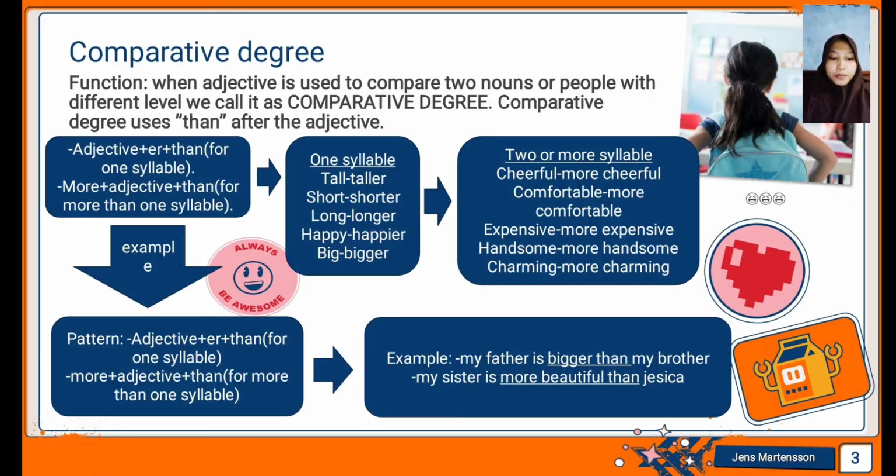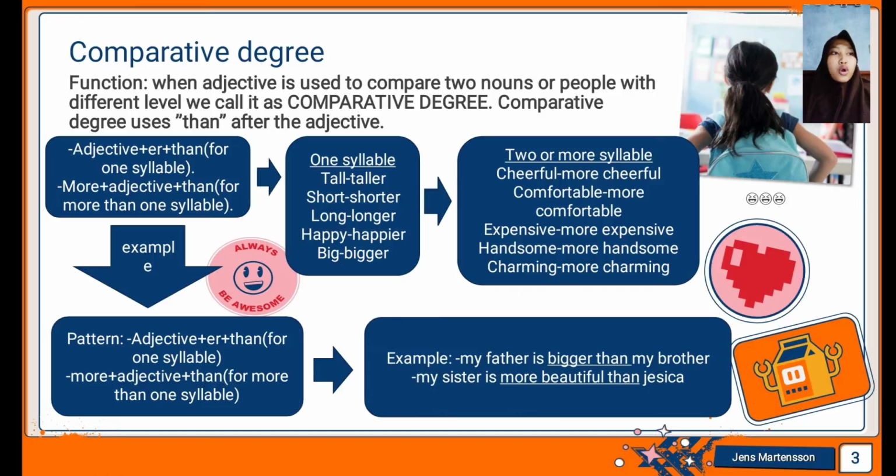When you compare two people or things, you have to add er to the adjective only if it is a one syllable adjective, and when the adjective has two syllables or more, you have to use more to make the comparison. Okay, for one syllable, the examples are tall, taller, short, shorter, long, longer, happy, happier, and big, bigger.